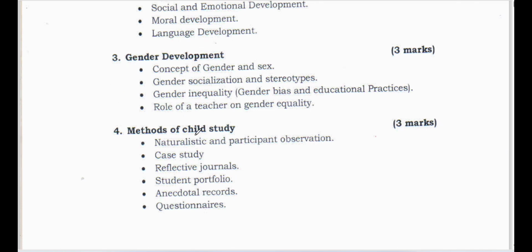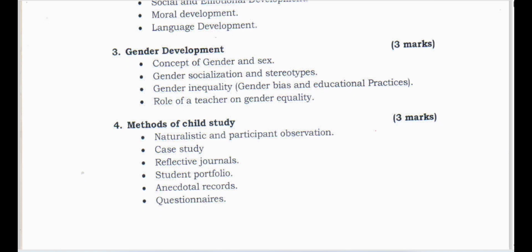Let's go to the next unit. That is unit number 4, methods of child study. See, now what happens is that in our schools we have children coming from different backgrounds, right? Some are coming from financially low backgrounds, some are coming from broken families, some are coming from illiterate families, right? So different children are coming from different family backgrounds or society.